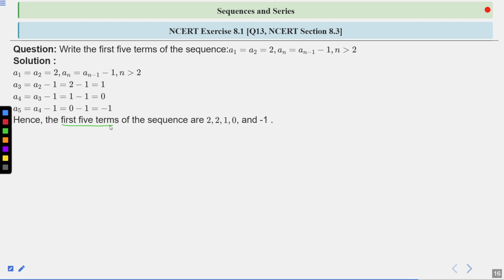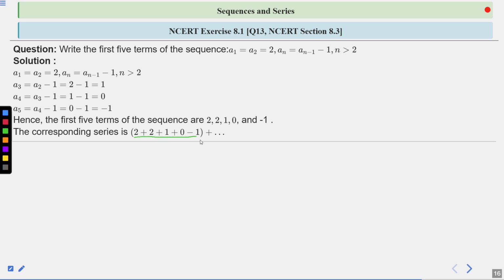Hence the first 5 terms of the given sequence are 2, 2, 1, 0, minus 1. Also the corresponding series is simply 2 plus 2 plus 1 plus 0 minus 1 and so on. Clear? I hope the explanation is clear. Moving to next.